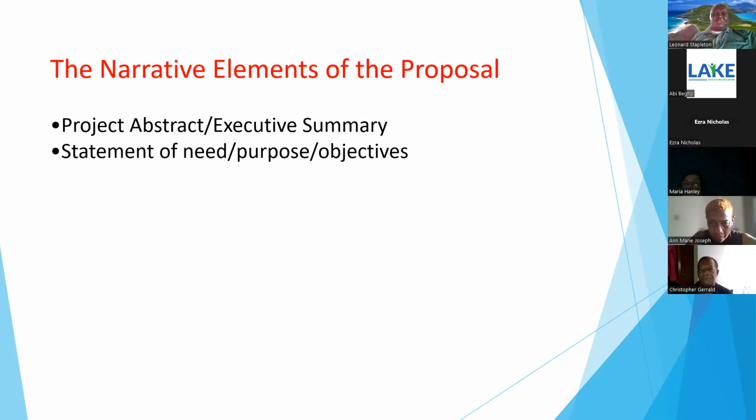One of the other things that you need to write is the statement of need. You'll need to know these things because sometimes there are proposals that don't give you a breakdown of what to write in the different sections. So you have the executive summary or the abstract, then you have the statement of need, and this is where you're going to put the purpose and your objectives.